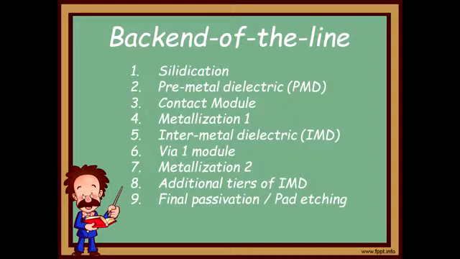So we therefore conclude that the back end of the line processes start with the silicization, and the remaining BEOL processes proceed in repetitive sets of modules to yield lateral and vertical interconnects isolated from one another using dielectrics. So here is the proof. We used two kinds of dielectrics, the PMD and the IMD.